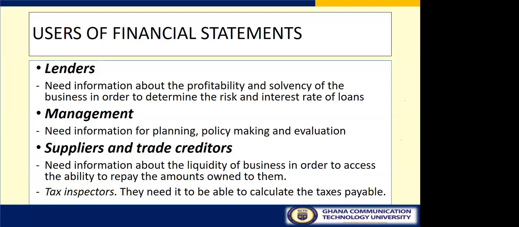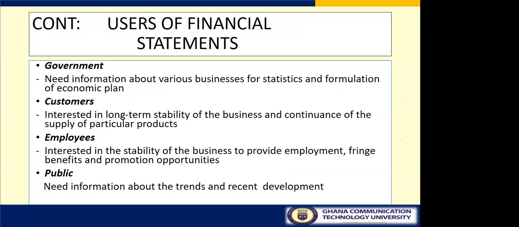Then the other users, we have the tax inspectors. They need to be able to calculate the tax payable. Very, very important. Then the government also needs information about various businesses for statistics and formulation of economic plans. So the government needs to know, for example, that this business is doing well, which means it can survive for the next 2 years from the financial statement. At the end of every year, every registered company files returns to the Registrar General. So that's where they get the information.